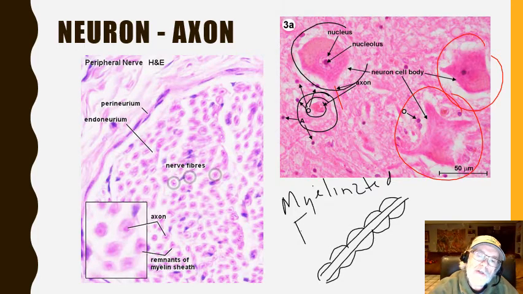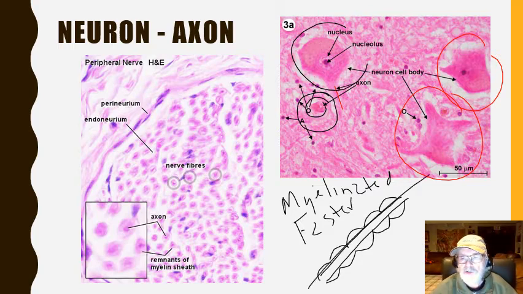So the impulse speed is much faster down nerves that are myelinated. We'll talk a little bit about how that happens. What happens is the nerve conduction jumps from node to node to node very fast, and that's what happens with myelinated nerves.